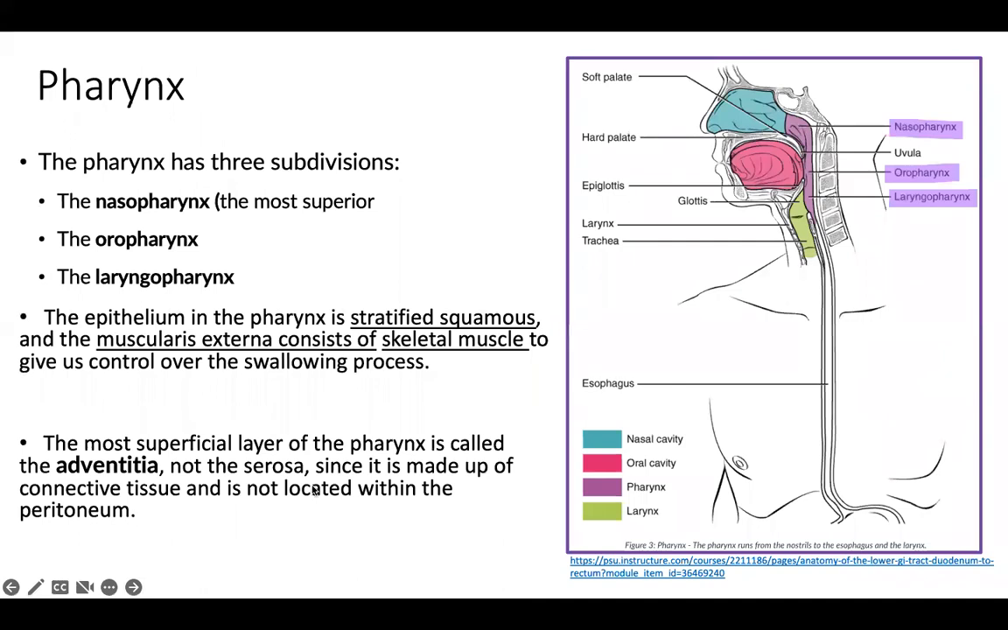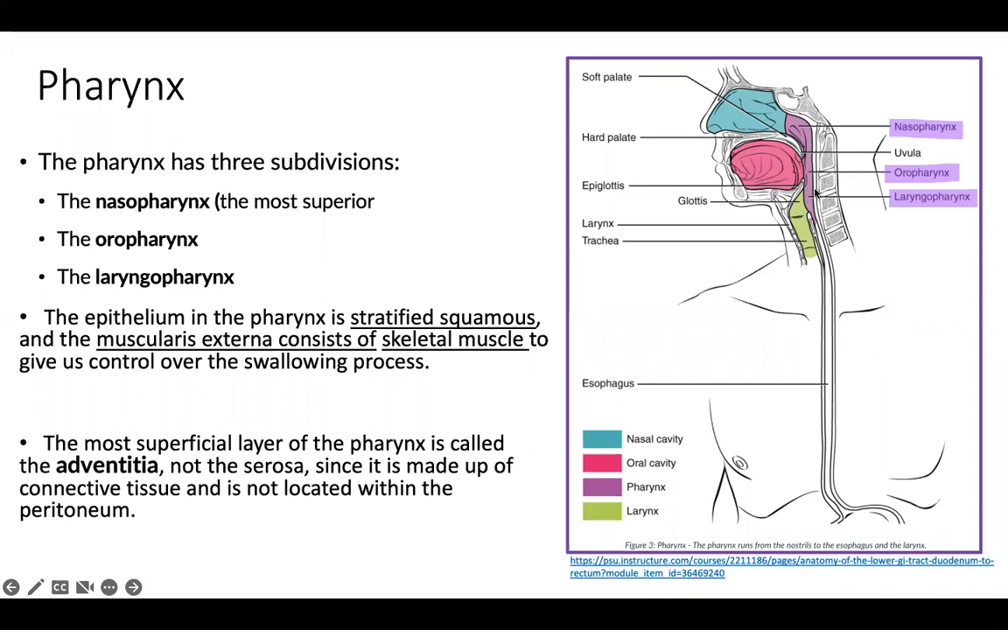On to the pharynx. It has three subdivisions. The nasopharynx, which is the most superior, is involved in only breathing and speech, while the oropharynx and the laryngopharynx are involved in both breathing and digestion. I labeled those three subdivisions on the photo to the right. It's in the purple area, and as you can see where it's located, it is definitely right off the mouth.